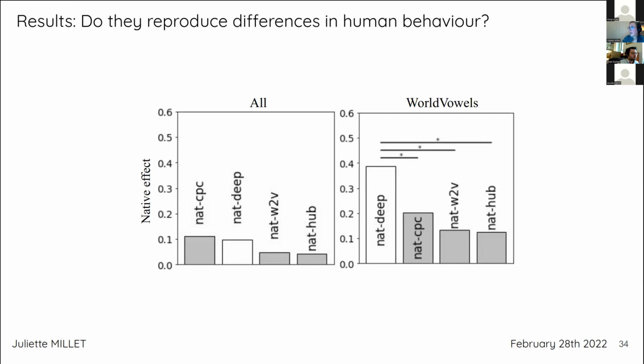And if we focus on a subset of the Perceptimatic, which was created especially to capture the different discrimination behavior for the French and for the English group, we can see that our top line is actually quite good at capturing the native language effect here. And we still see this difference. CPC is better than Wave2Vec and HuBERT to do that. The correlation obtained by Wave2Vec and HuBERT are quite low.